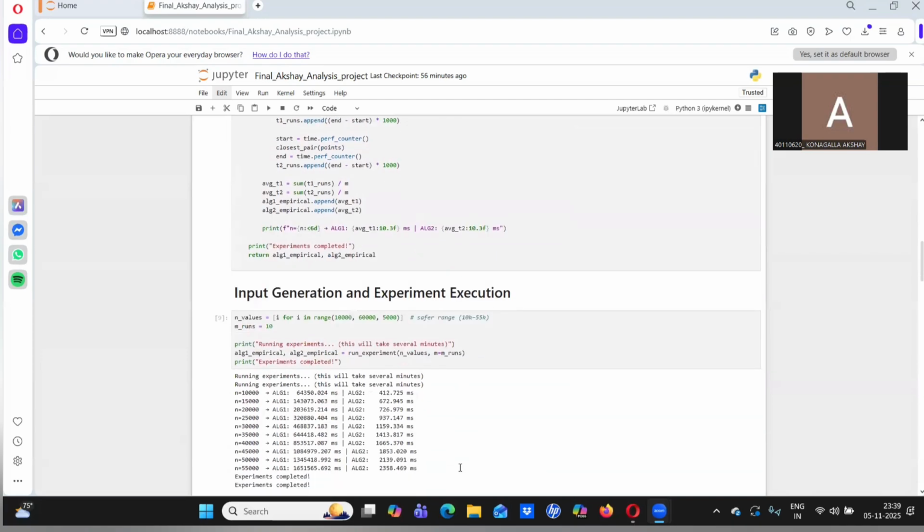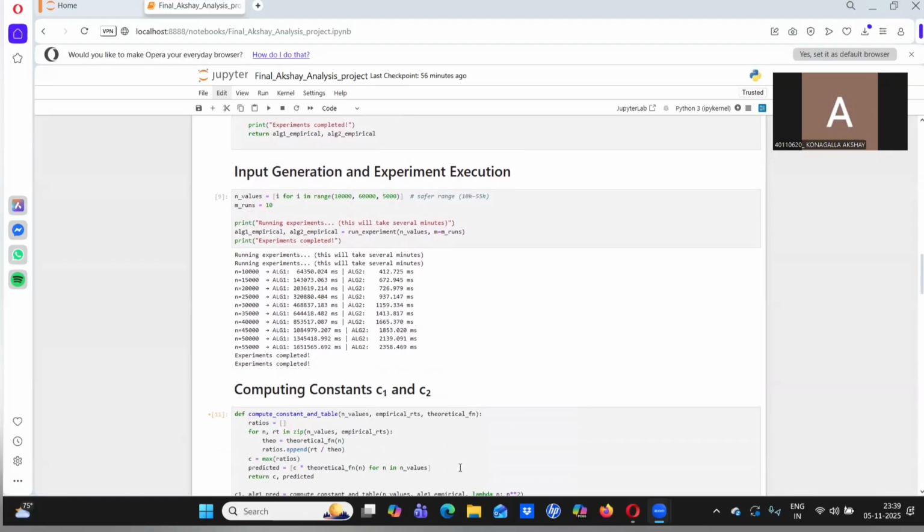For the input generation, here you can see I have run the code and we get the output. I generated random and unique XY coordinate pairs using the random integer function. The same dataset has been used for both algorithms to ensure fairness in the comparison. This experiment covers 10 input sizes ranging from 10,000 to 50,000 points. As you can see, the algorithm 1 and algorithm 2 results are shown for each input size.